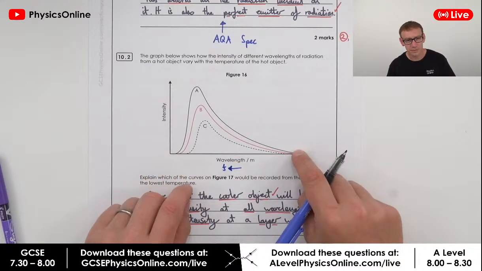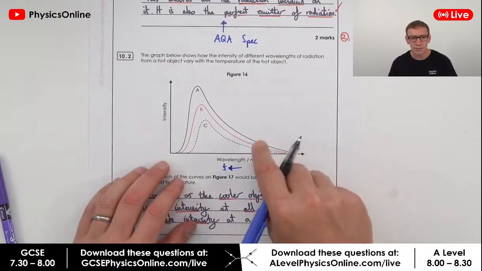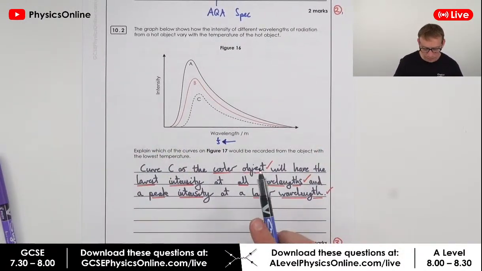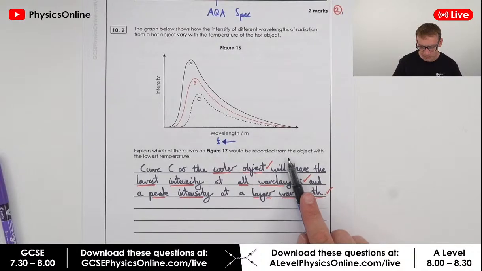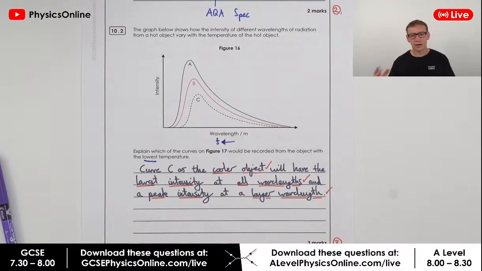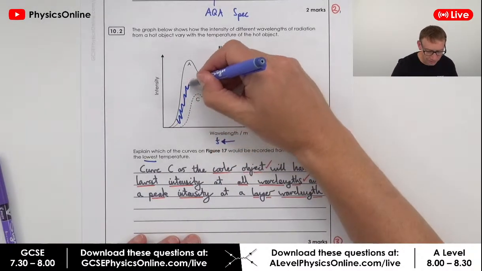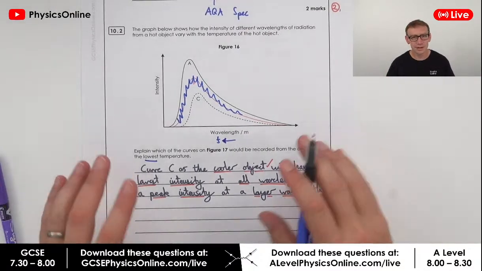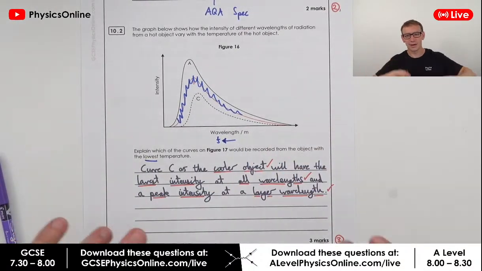So we've basically got low frequency, which is low energy, and then we've got high frequency, high energy at this point over here. Explain which of the curves will be recorded from the object with the lowest temperature. Now, if you've got something which is the highest or the lowest, it cannot be the one in the middle. So we've got to get rid of that, okay? If you're not sure, never guess the one in the middle. Nobody does that. You've got to guess for the highest or the lowest.